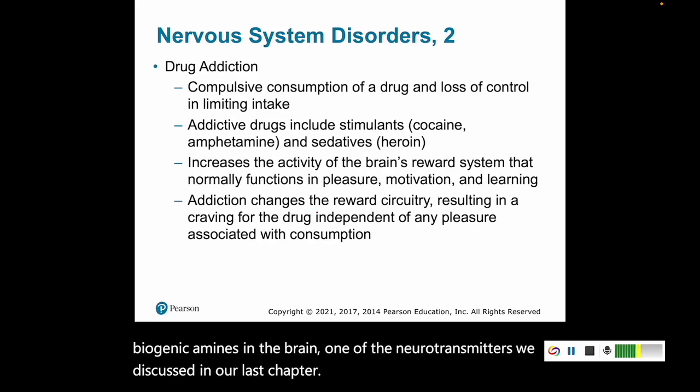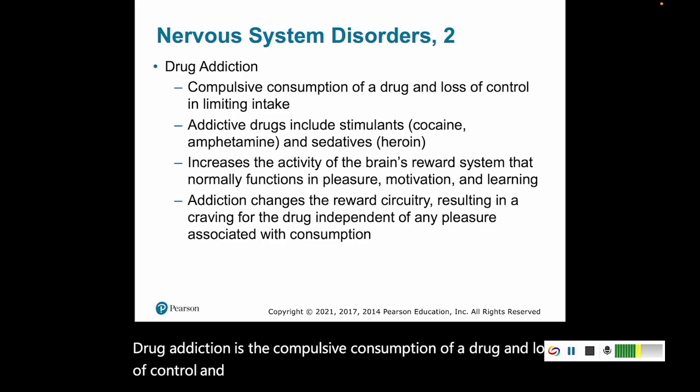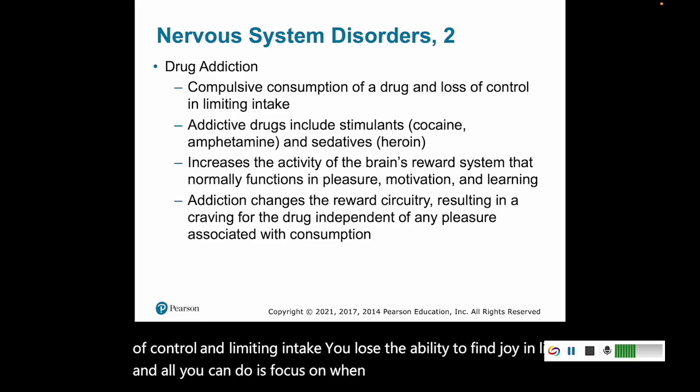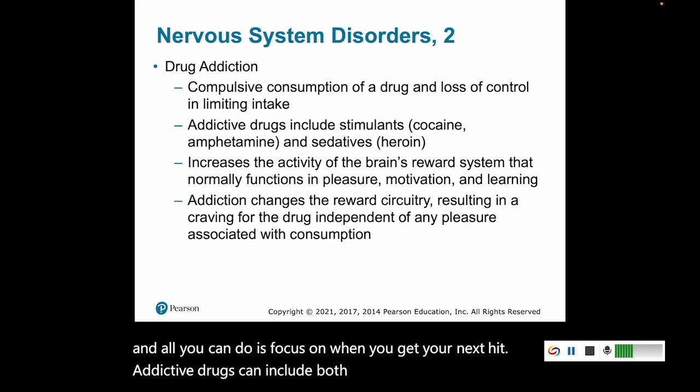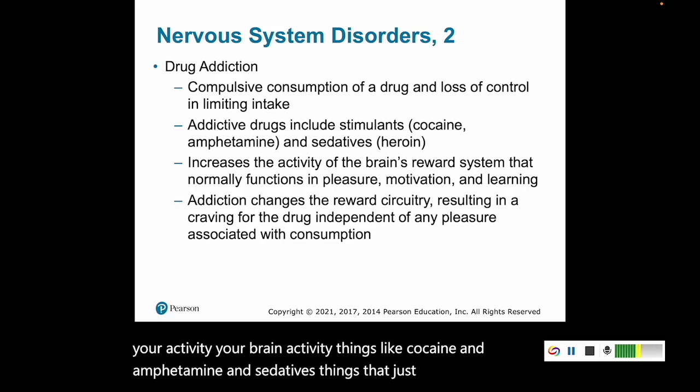Drug addiction is the compulsive consumption of a drug and loss of control in limiting intake. You lose the ability to find joy in life, and all you can do is focus on when you get your next hit. Addictive drugs can include both stimulants, things that increase your brain activity, things like cocaine and amphetamine, and sedatives, things that just make you kind of out of it, like heroin.